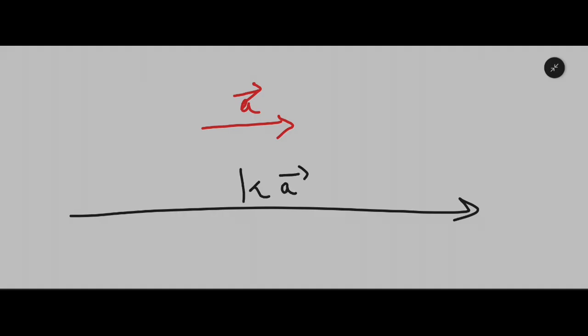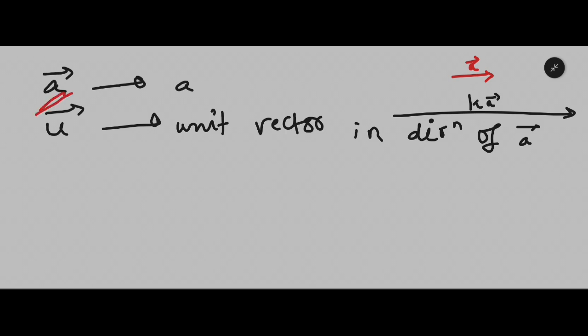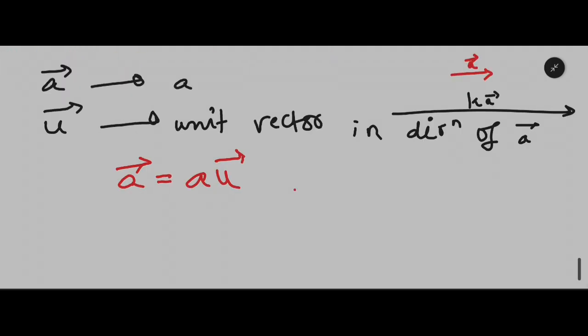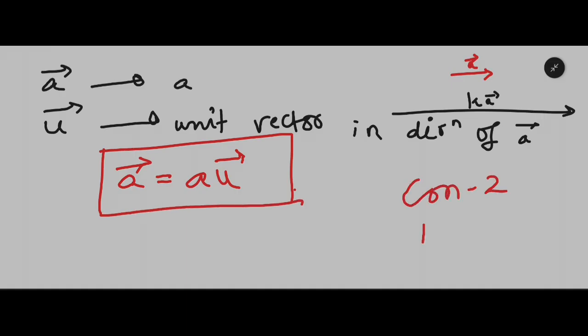Now suppose A bar is a vector having a magnitude A, and U bar is a unit vector in the direction of A bar. Then we can write A bar is equal to A into U bar. This is one of the methods of representation. We have used this in our previous concept 2 questions, in one MCQ actually.